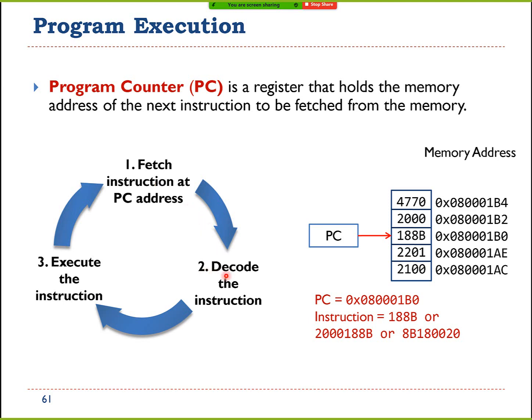the next thing it will do is decode the instruction. It will decode and understand what to do, and the third step, it will execute the instruction. For example, this is our memory, and now our program counter is storing this address, hex 001B0, and it is telling the processor go to this address, fetch this instruction, decode this, and execute it.